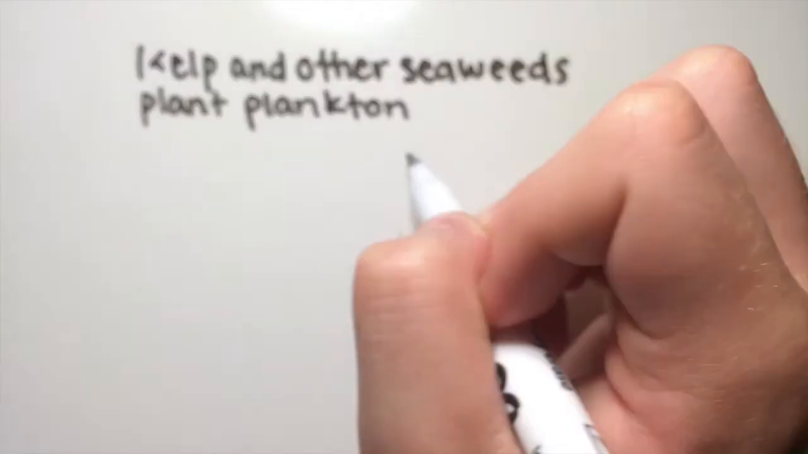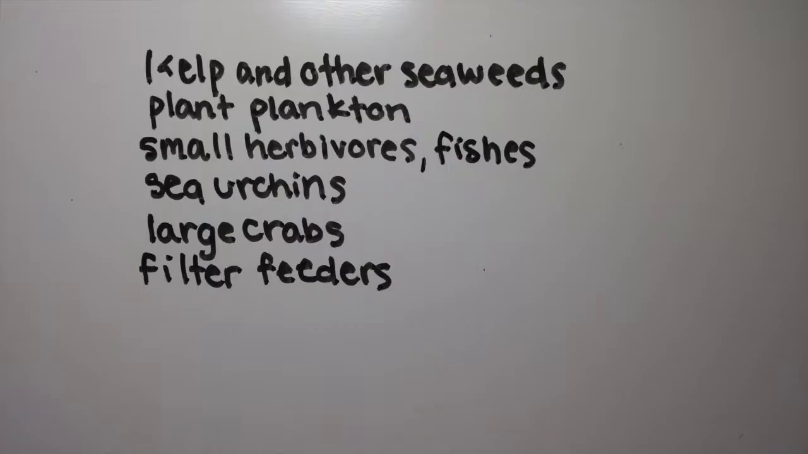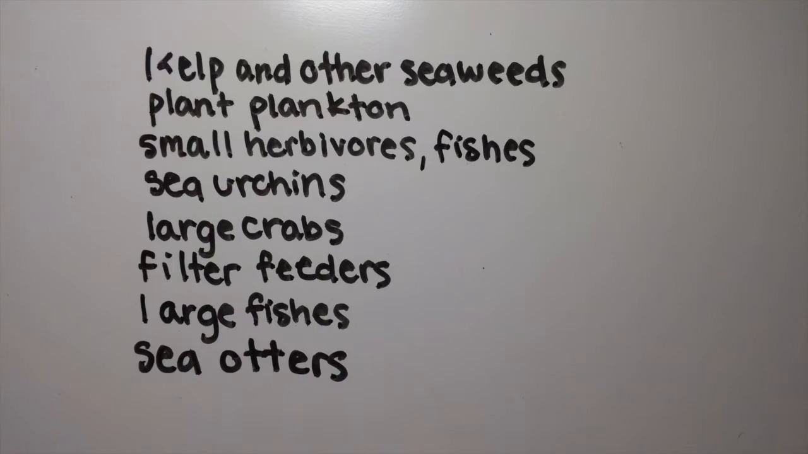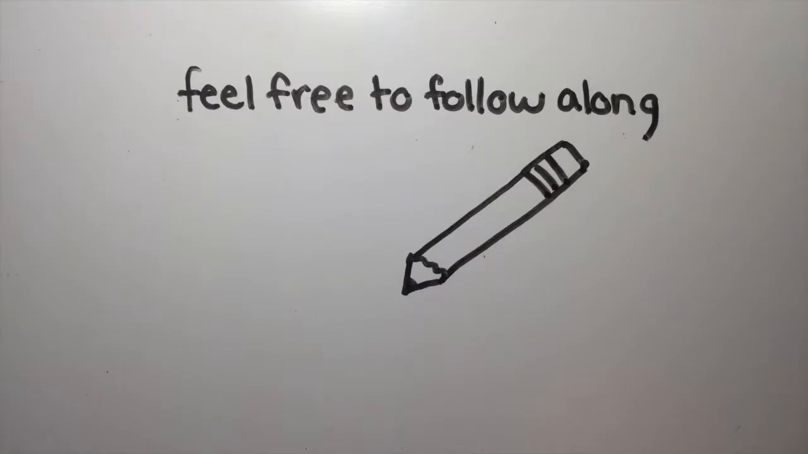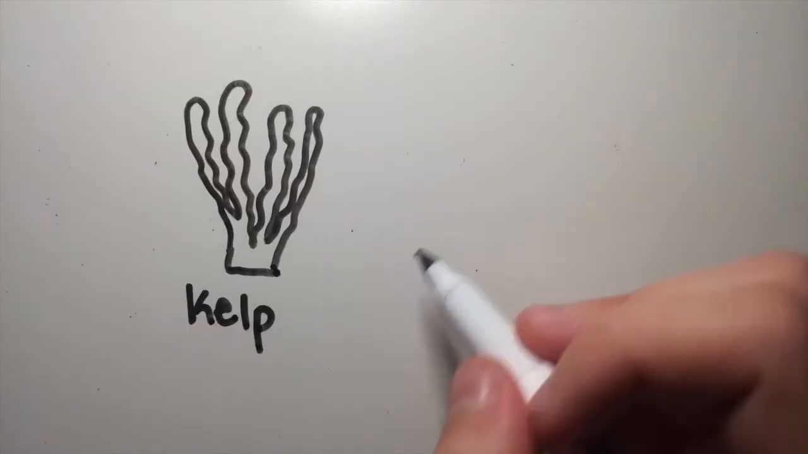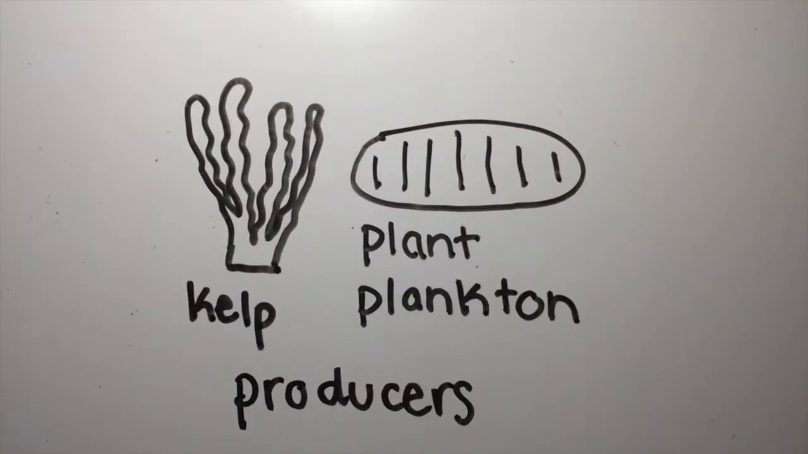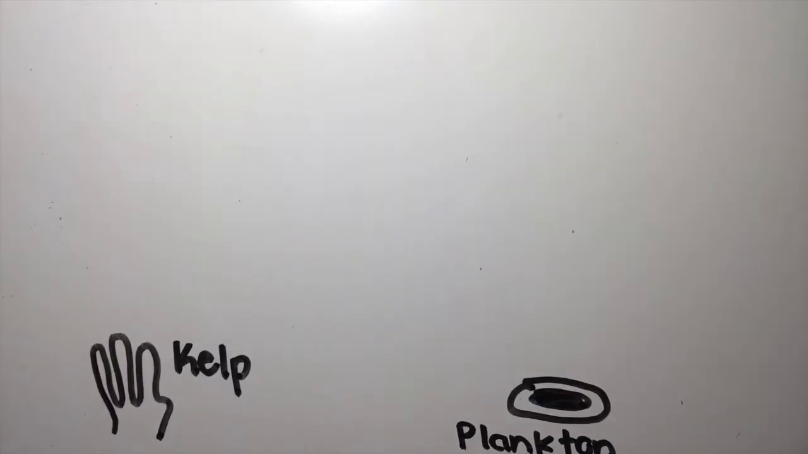Here is a list of all of the organisms we will be drawing or printing. You're welcome to do this in any order, but feel free to follow along as well as draw our organisms and their connections in their environment. In this case, we have plant plankton and kelp species creating energy as producers. So let's draw our plant plankton and kelp. Try to draw this in a corner of your paper or your writing surface. That way we still have room for our other species.